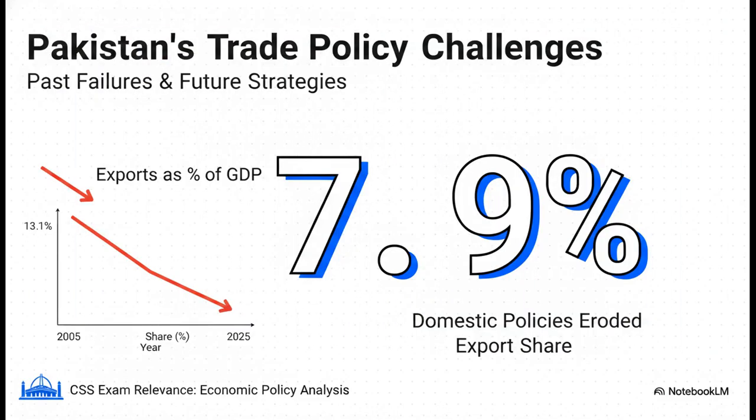The cumulative result of all these domestic missteps? Well, it's captured in one incredibly dramatic statistic. By 2025, exports as a share of GDP had shrunk down to just 7.9%. That is a massive, massive drop from 13.1% back in 2005. To put that into perspective, it proves exactly how domestic policy steadily eroded the export sector's footprint relative to the broader economy over 2 decades.